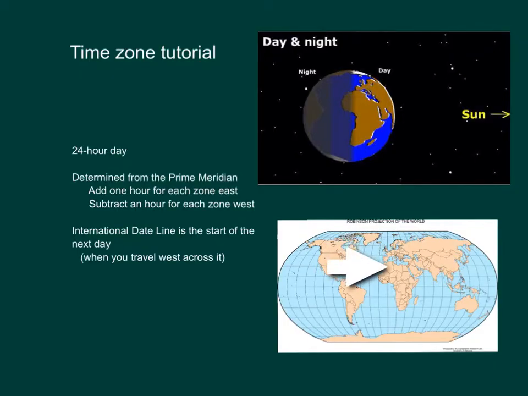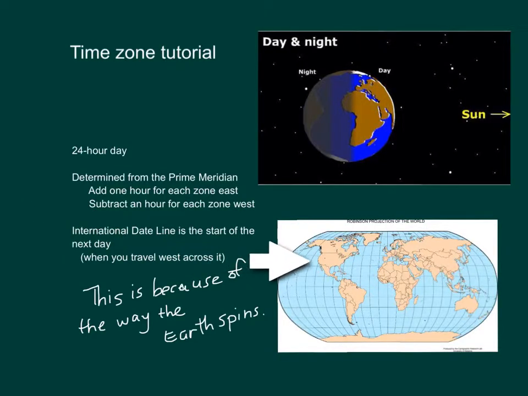And remember, the prime meridian is this 0 degree. And if you look at a time zone chart, they do a +1, +2 for each hour east of the prime meridian, and they do a -1, -2 for each hour west of the prime meridian. Again, time is determined going east, because that's how the Earth rotates and how we get our times.